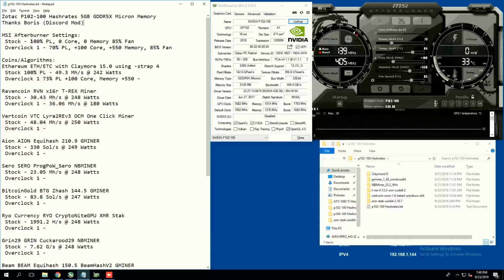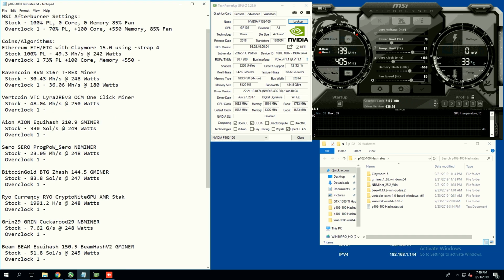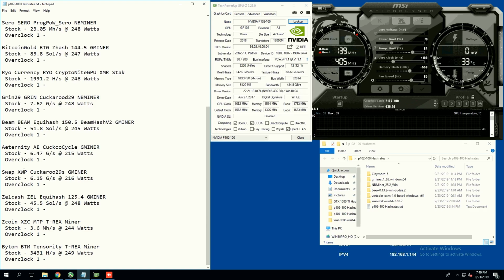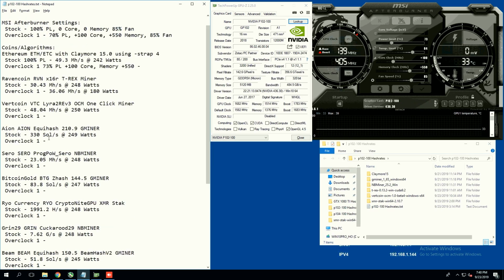So we're going to get some different hash rates here of different coins, like Ethereum, Ravencoin, Vertcoin, Aion, Sero, BitcoinGold, Rio, Grin 29, Beam, Aeternity, Swap, Zcash, Zcoin, and Bitum. A lot of different coins here.